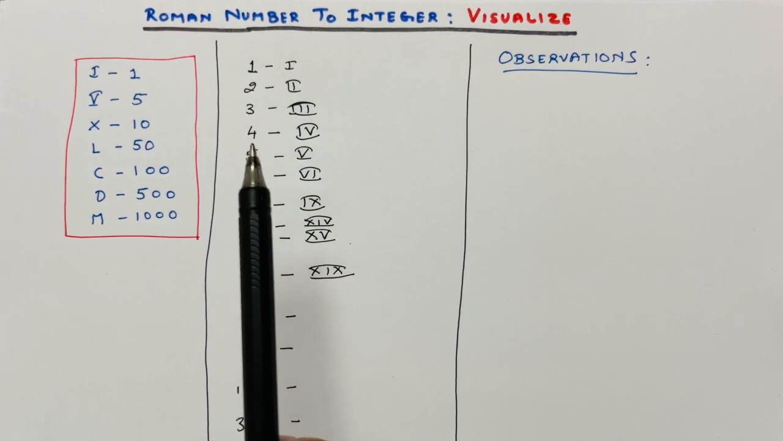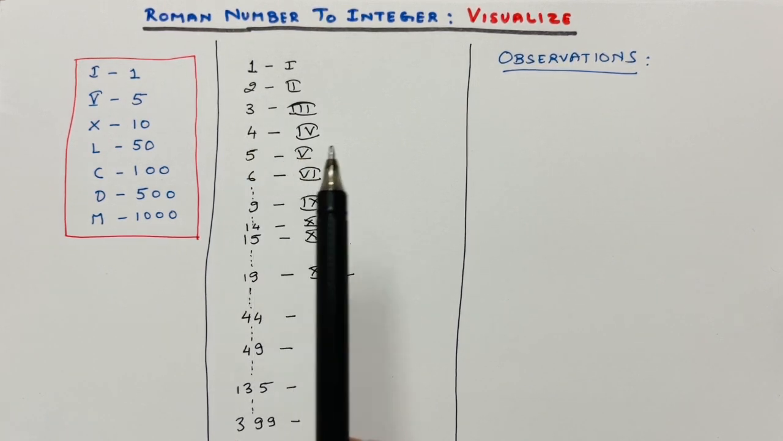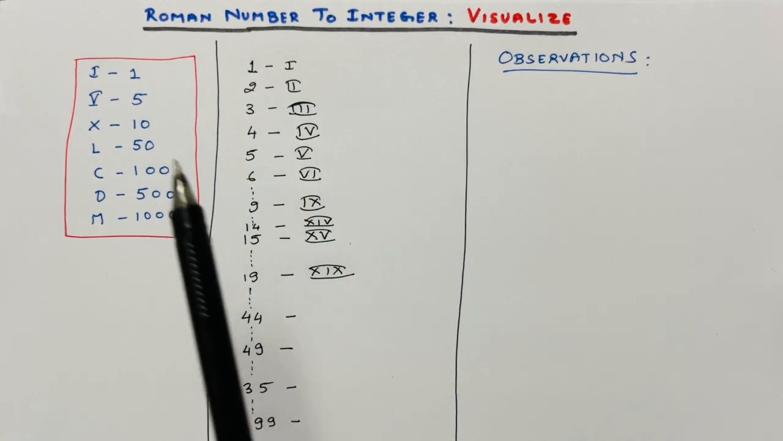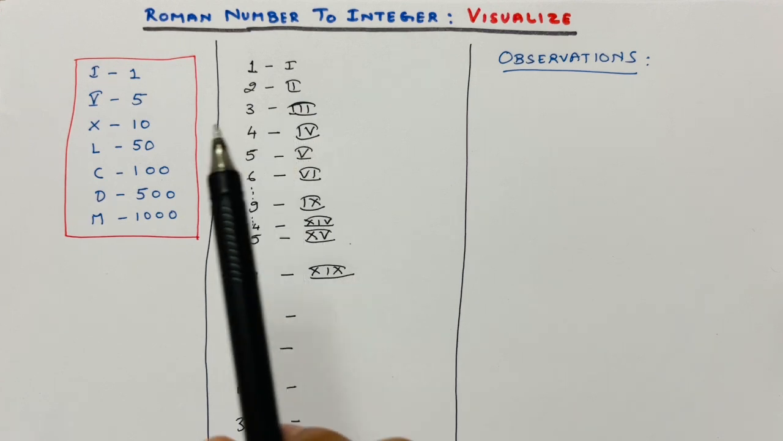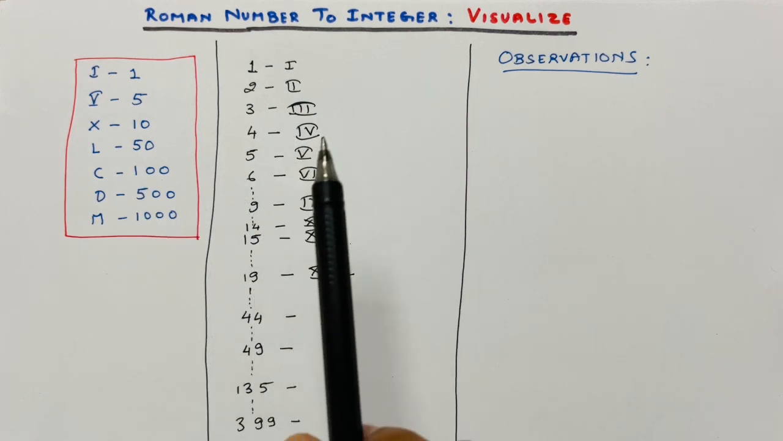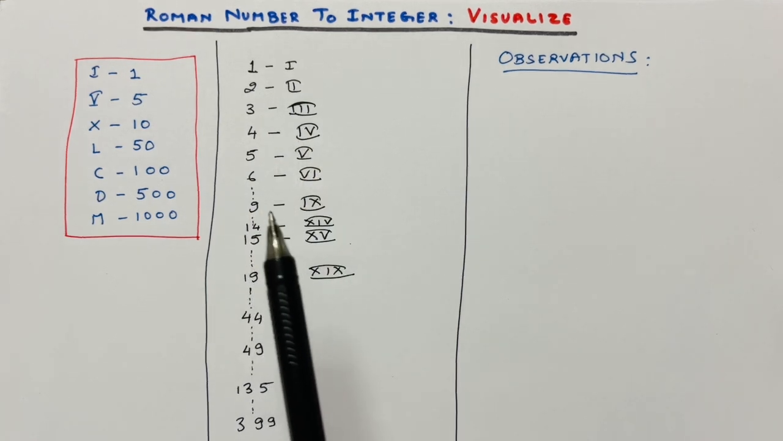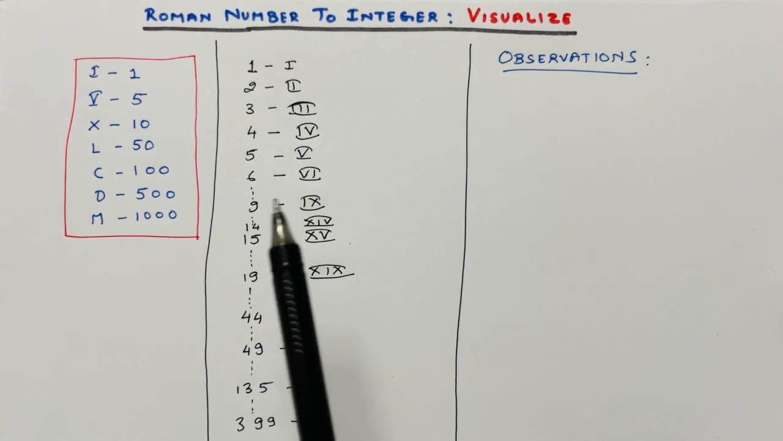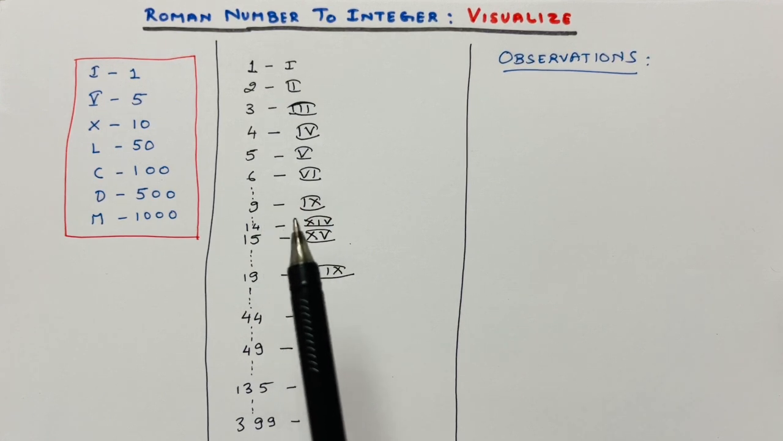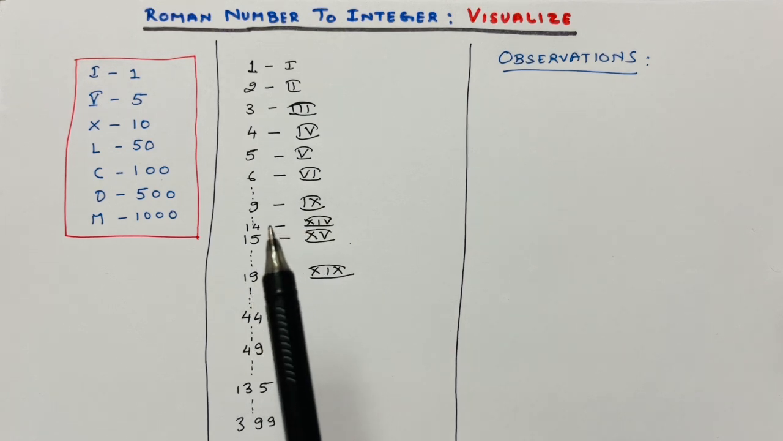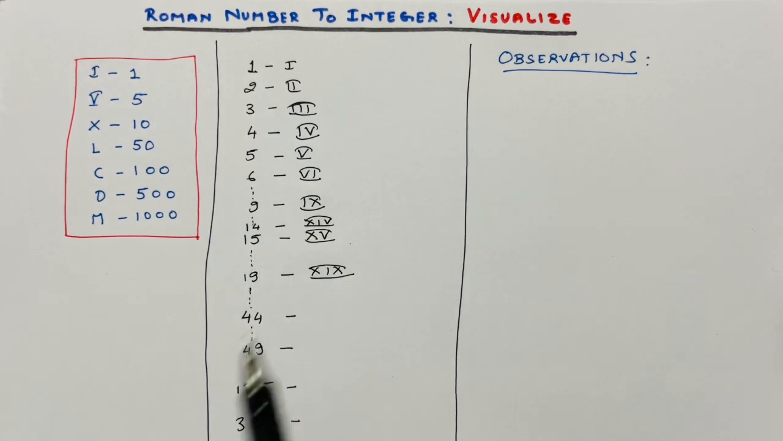Then 4. 4 is not represented as 4 lines, but it is represented as 1 and then a 5 symbol. So basically 5 minus 1 becomes 4. We are reading this as combined and not 1 plus 5, 6. Similarly, 5 becomes this, 6 becomes simply this, 9 again is 1 and then 10. So it's like 10 minus 1, 9. Similarly, 14 and 15 and 19.